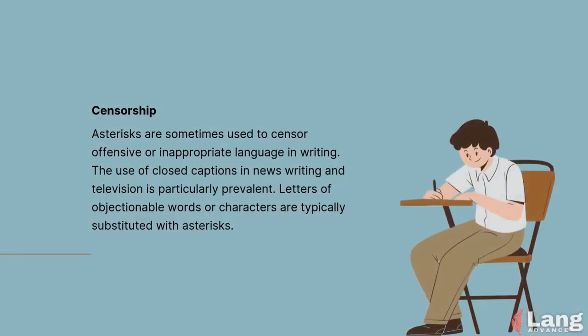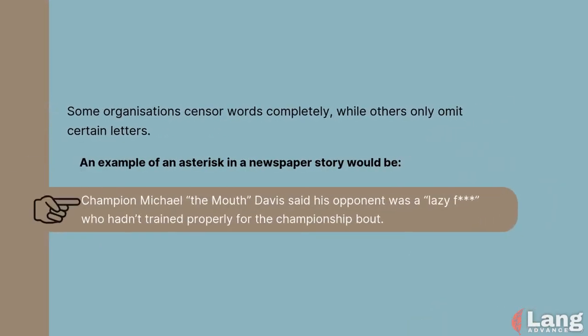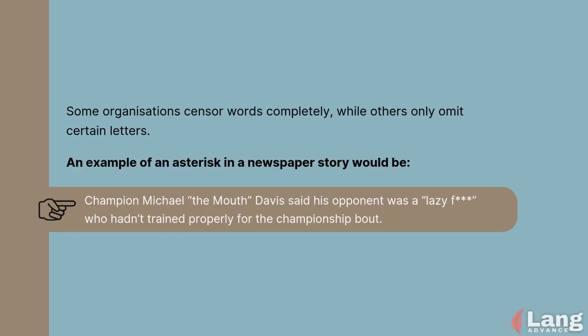Censorship. Asterisks are sometimes used to censor offensive or inappropriate language in writing. The use of closed captions in news writing and television is particularly prevalent. Letters of objectionable words or characters are typically substituted with asterisks. Some organizations censor words completely, while others only omit certain letters.